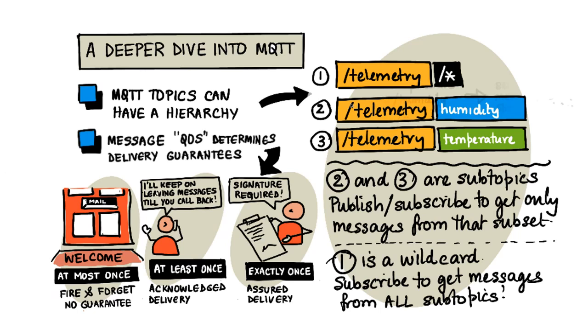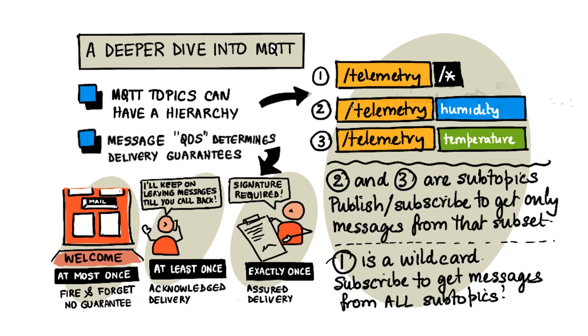So MQTT topics, one thing is they can have a hierarchy. What that means is you can have a top level topic, subtopic, subtopic, subtopic, kind of like the folders on your computer. So it'd be /telemetry/something. For example, if I had a device sending two separate telemetry messages, one for humidity, one for temperature, I could set it to /telemetry/humidity and /telemetry/temperature. And so that would send it on a subtopic.